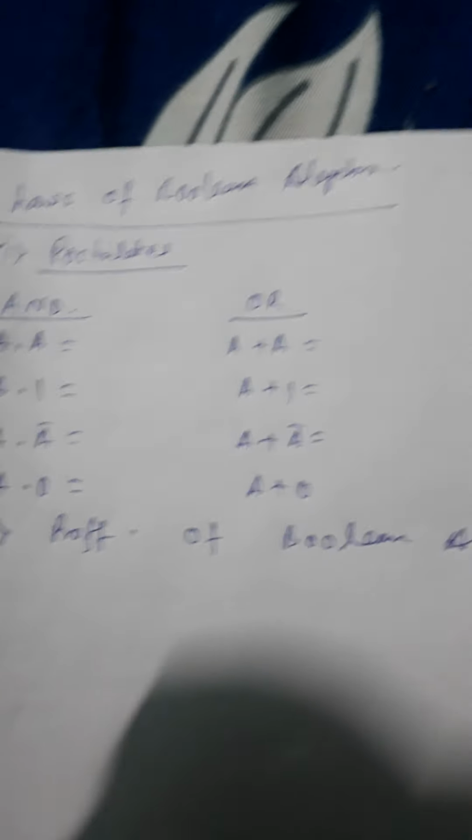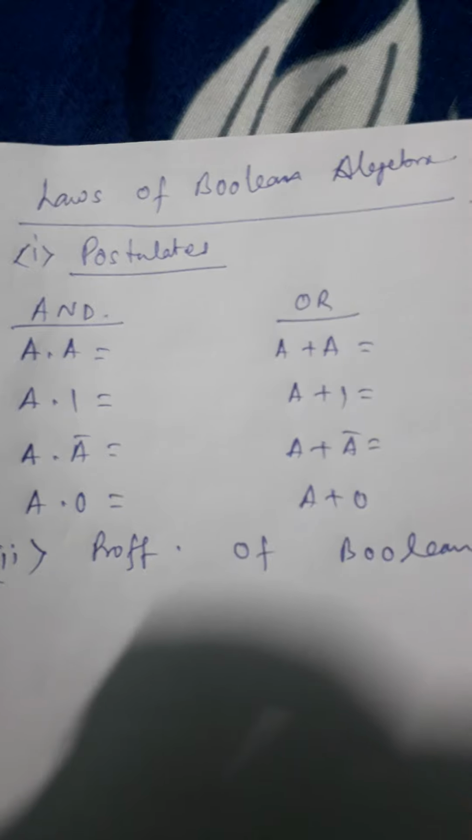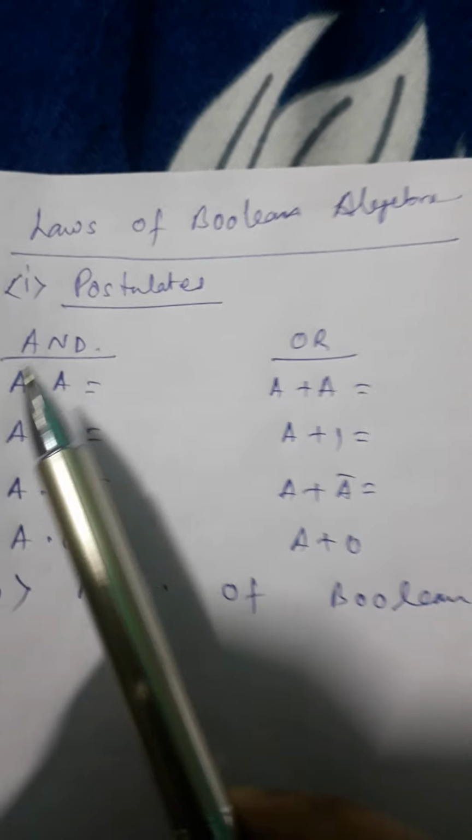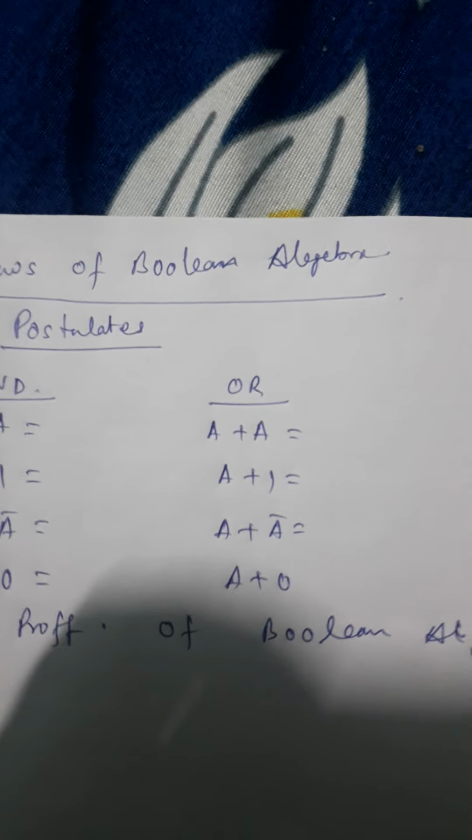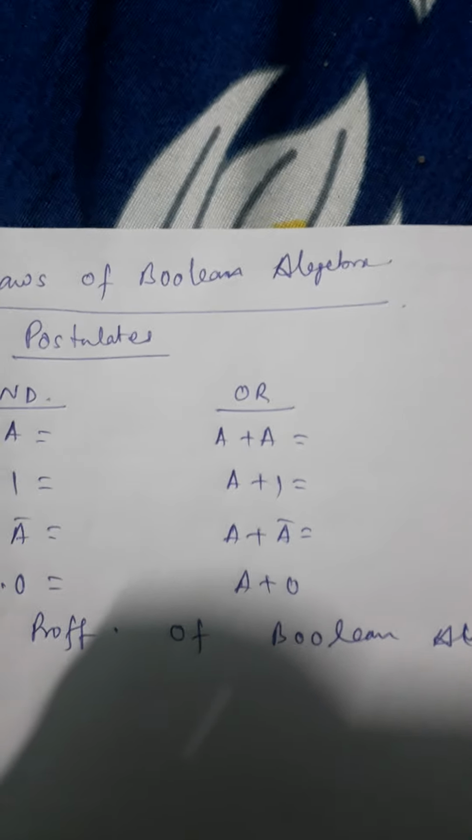So these two laws are the elementary laws of Boolean algebra. Fine. So let us learn about postulates of Boolean algebra. We have three postulates: AND postulate, OR postulate, NOT postulate. Postulate means what? They are the assumptions, right? The basic assumptions upon which the whole Boolean algebra will be built.